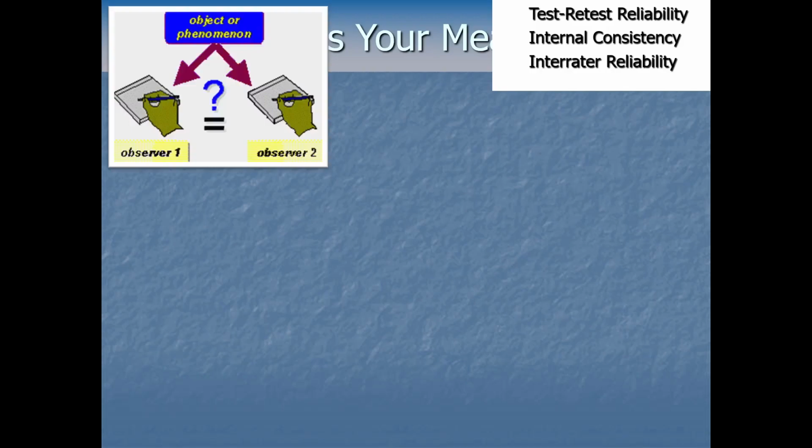If I'm checking whether observer 1 is scoring the same phenomenon the same way that observer 2 is, what kind of reliability am I checking for? You might pause the video and try to answer first. That one is inter-rater reliability.